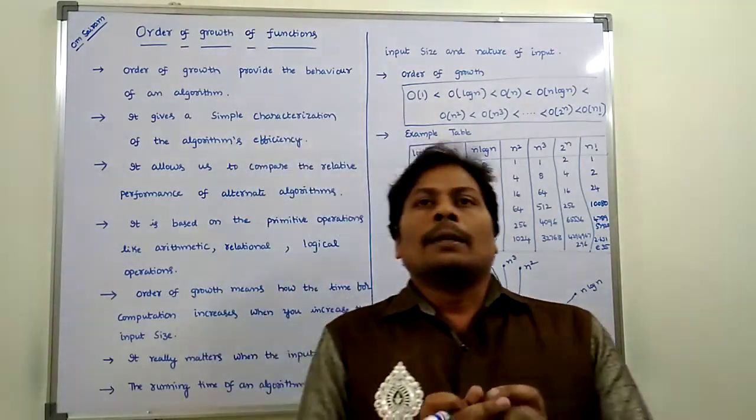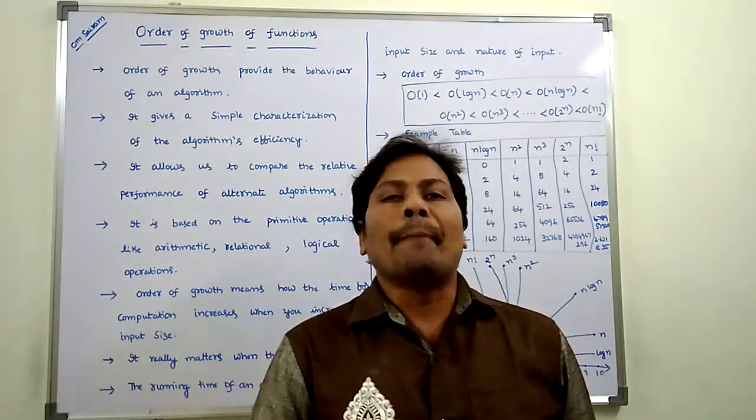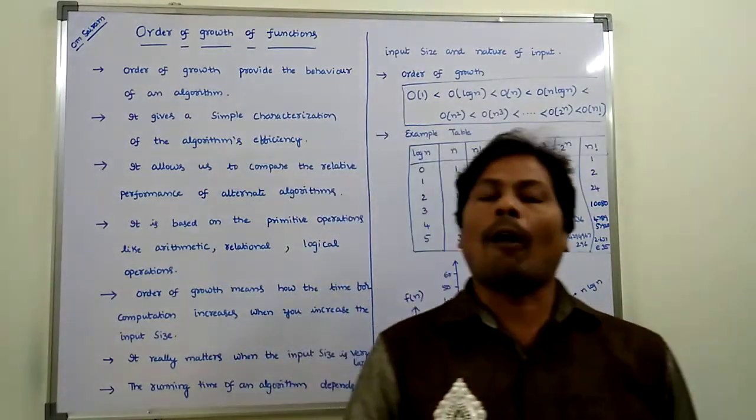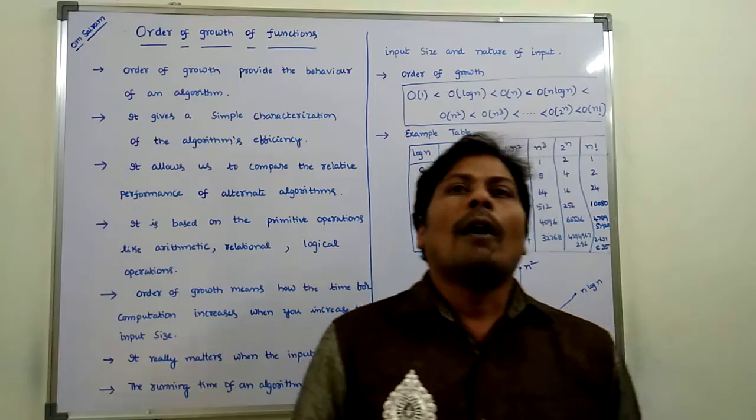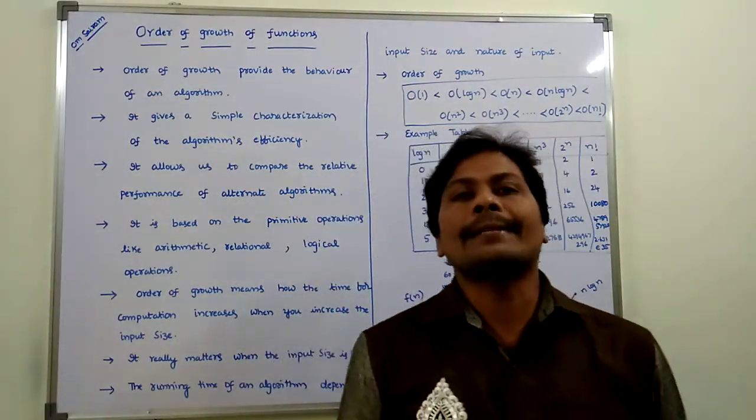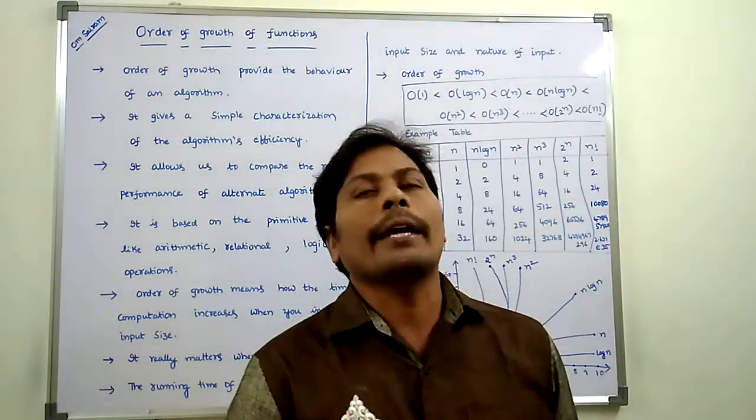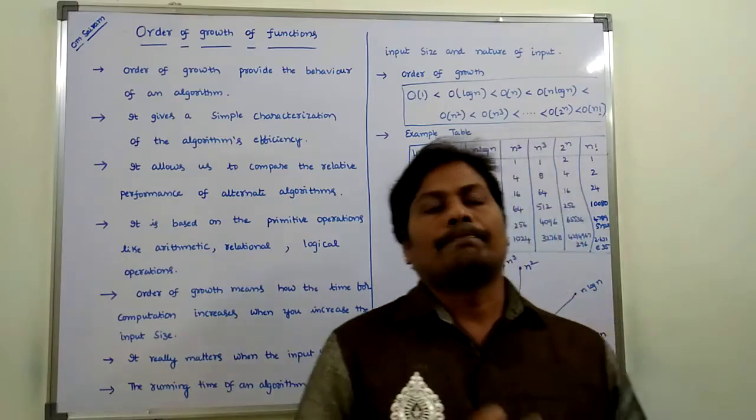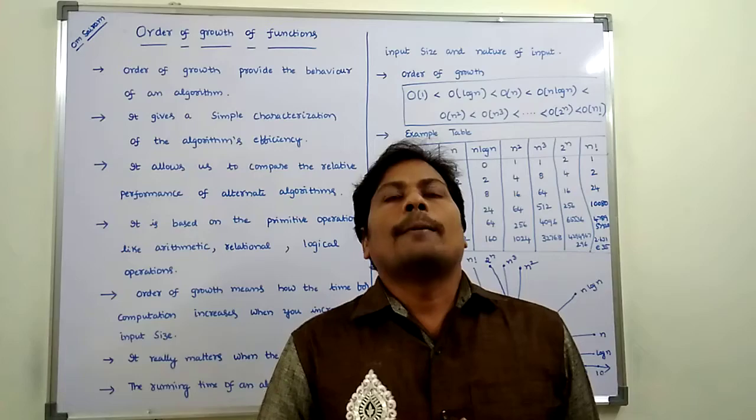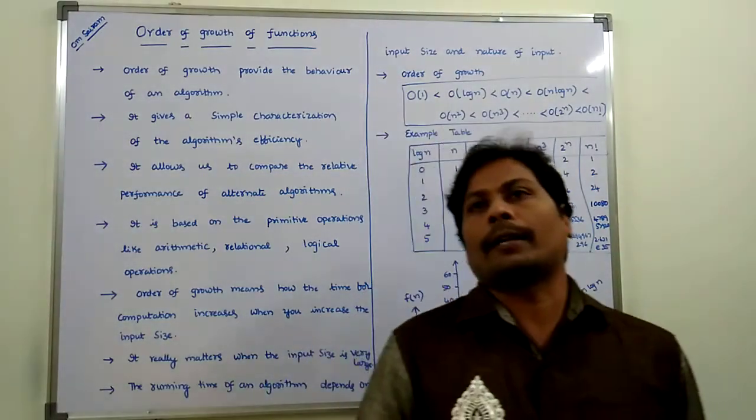Okay, we can say that order of growth really matters when the input size is very large. The running time of an algorithm mainly depends on input size and the nature of the input. Order of growth simply provides the behavior of an algorithm.